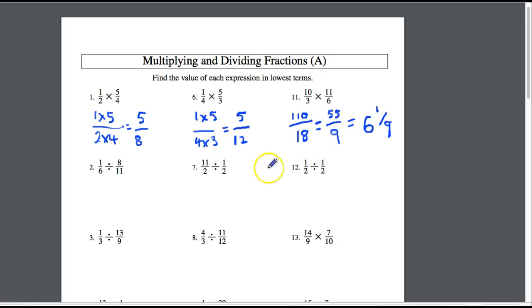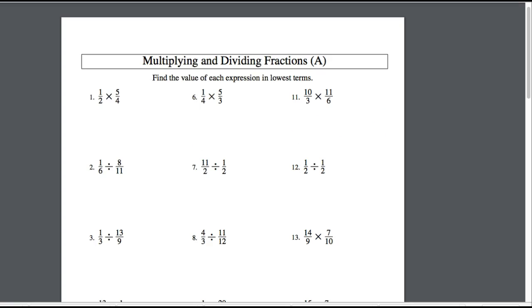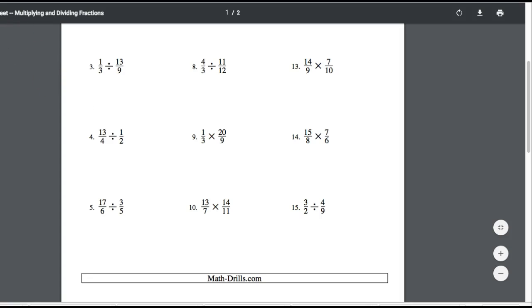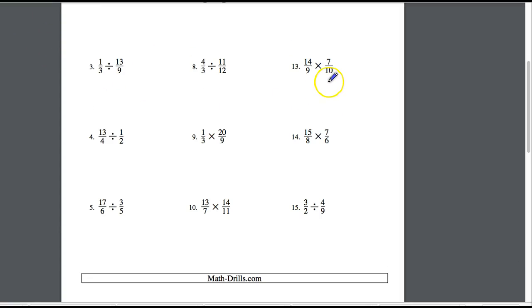Now let's skip and do question 13. So I'm going to clear everything we've got here and scroll up so we can see the other questions. Okay, I'm skipping to 13 because it's our next multiplication. All right, so this one here, we've got 14 and 7, 9 and 10.